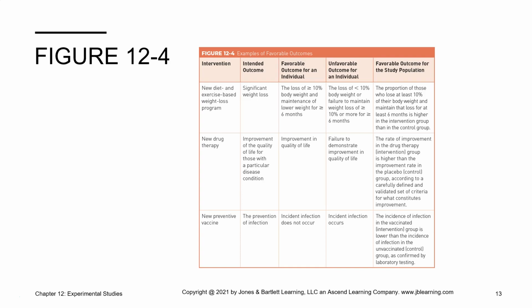And then looking at it as a population level, it could be that the favorable outcome is the proportion of those who lose at least 10% of their body weight and maintain that weight loss for at least 6 months. And you're wanting to see that it's higher in the intervention group versus the control, because then you're showing that your intervention is improving that significant weight loss.